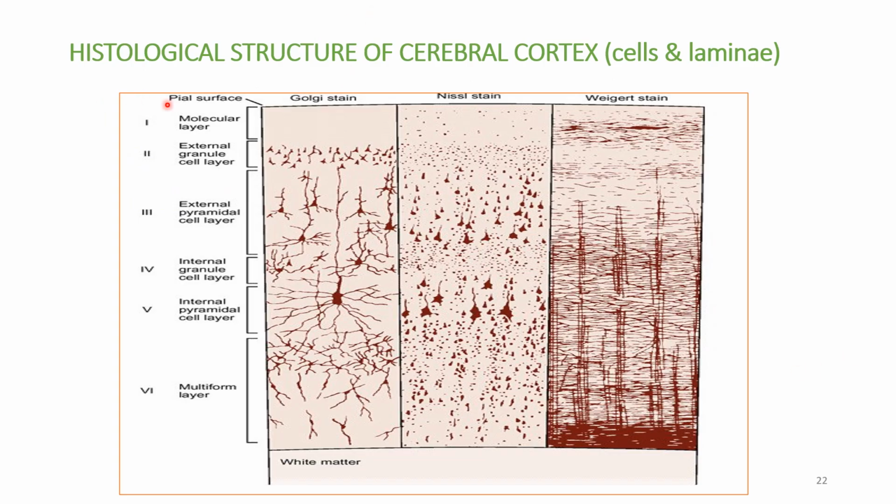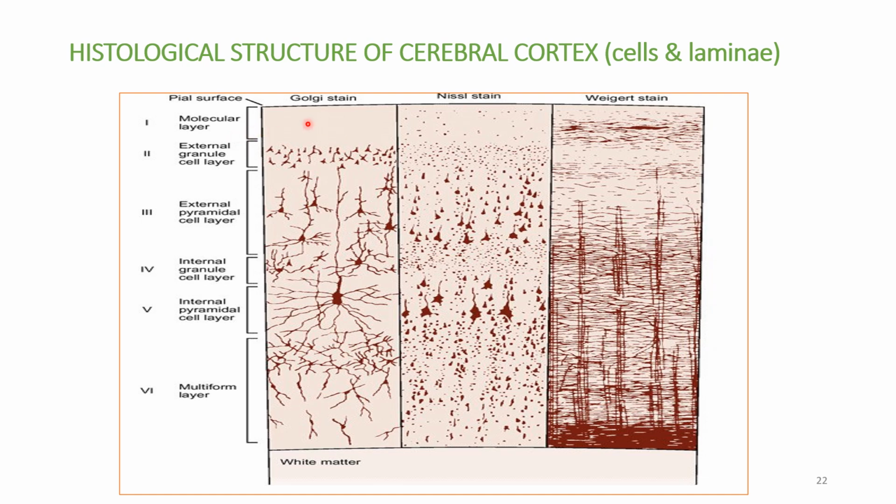Then coming to the histological structure of the cerebral cortex. What are the cells present and how many laminae are present? We have 6 laminae, from up to down. The first one is the molecular layer.